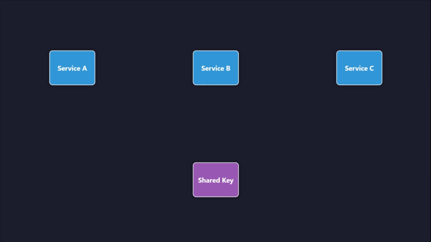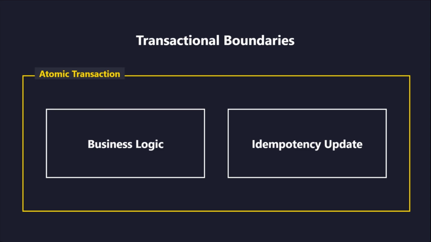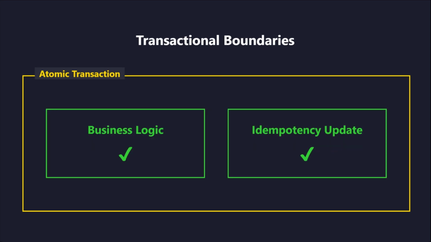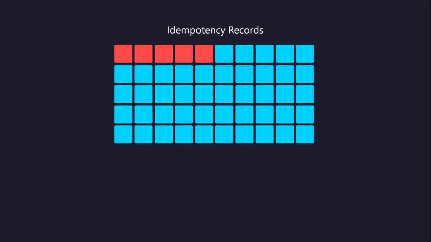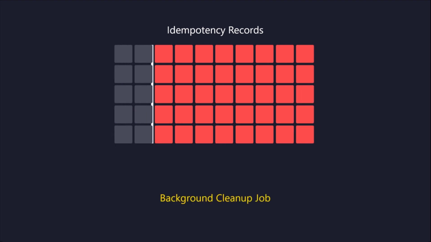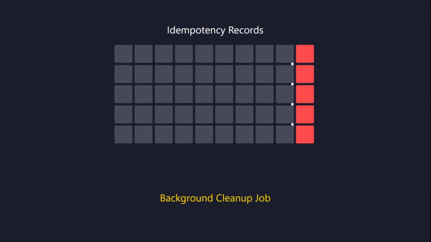In a microservices architecture, use a distributed locking library like Redlock. This prevents multiple instances of a service from processing the same key at the same time. The business logic and the idempotency state update must be inseparable. If the business logic fails, the idempotency key must not be marked as completed. If using a relational database without native time-to-live support, schedule a recurring background job to delete old idempotency records to prevent table bloat.